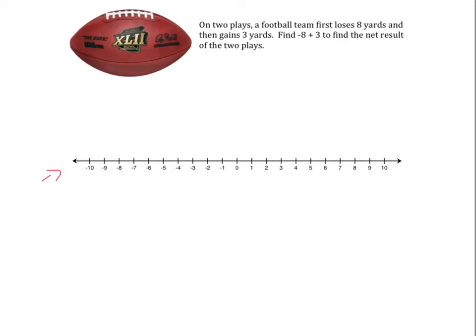Well, on the first play, since they haven't gained or lost any yards, we start at 0. 0 right here, 0 yards. They lost 8 yards on the first play, so we're going to go back 8 yards to represent losing. So they're at negative 8 right now. And then it says on the second play, they gained 3 yards. So we're at negative 8 right now, but then they gained 3 yards. So 1, 2, 3. So that puts them right at negative 5. So from the 2 plays, they have a 5-yard loss, or negative 5.